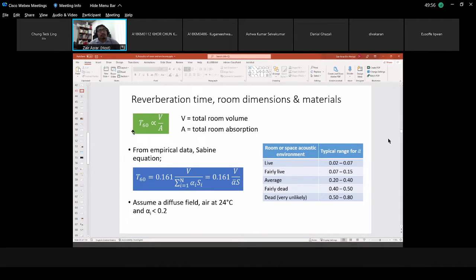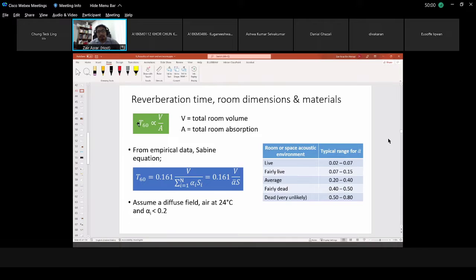So our reverberation time, I can call it RT or T60, is the time for the sound to reduce by 60 decibels. It is related to volume, so we have a direct correlation with volume, and also the total amount of absorption in a particular room or hall or area or space.